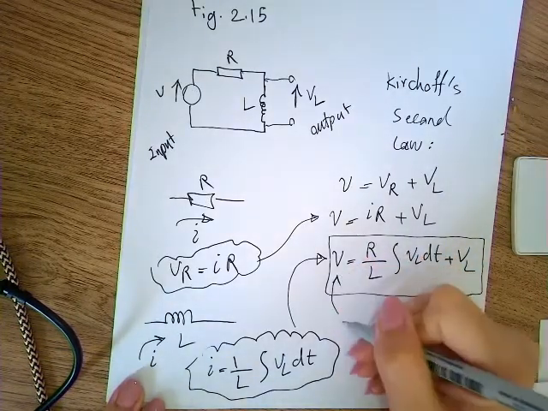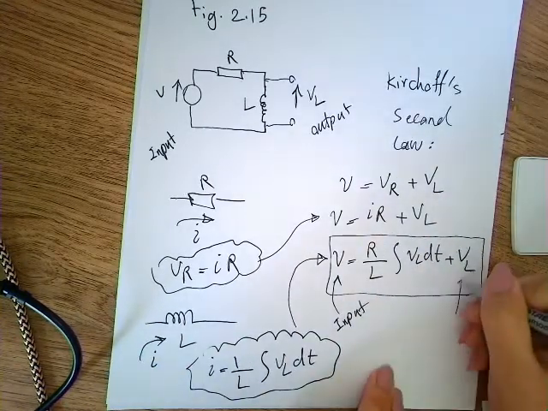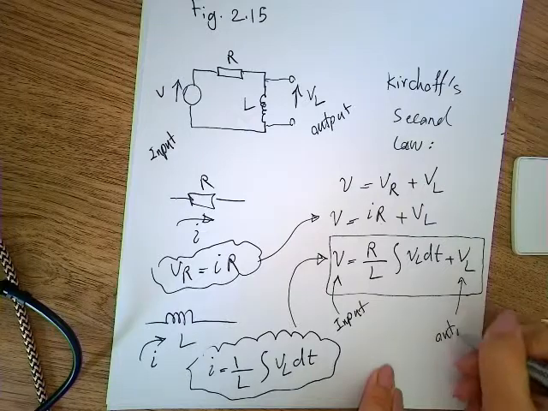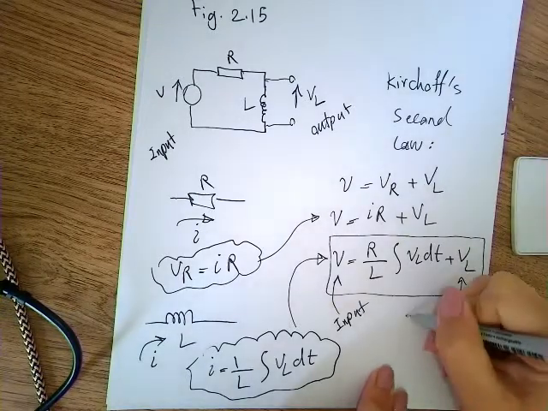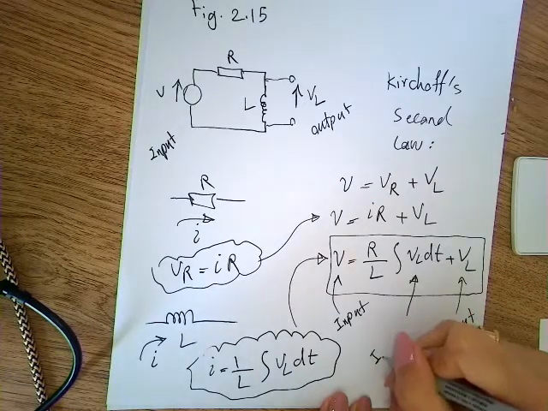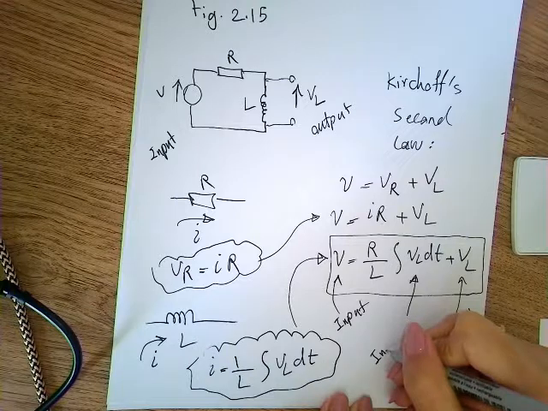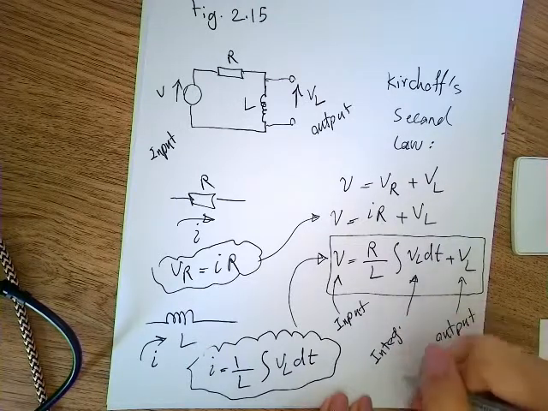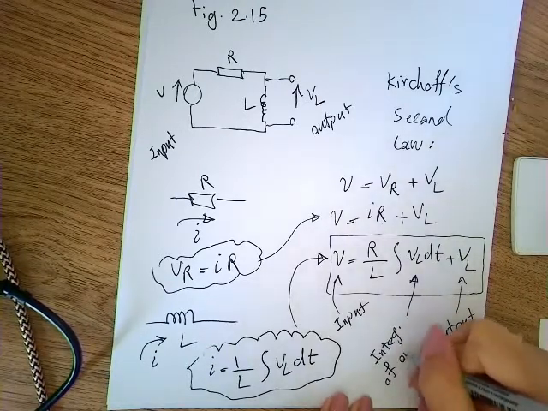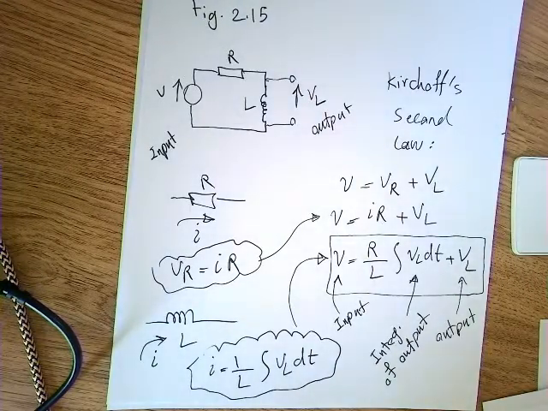So this is my input, that is my output, and some order of its derivative. I'm happy with that. It's not derivative in this case, it's integration. So this is integration of my output. And that's it. So I'm going to explain example 5 in the next video.